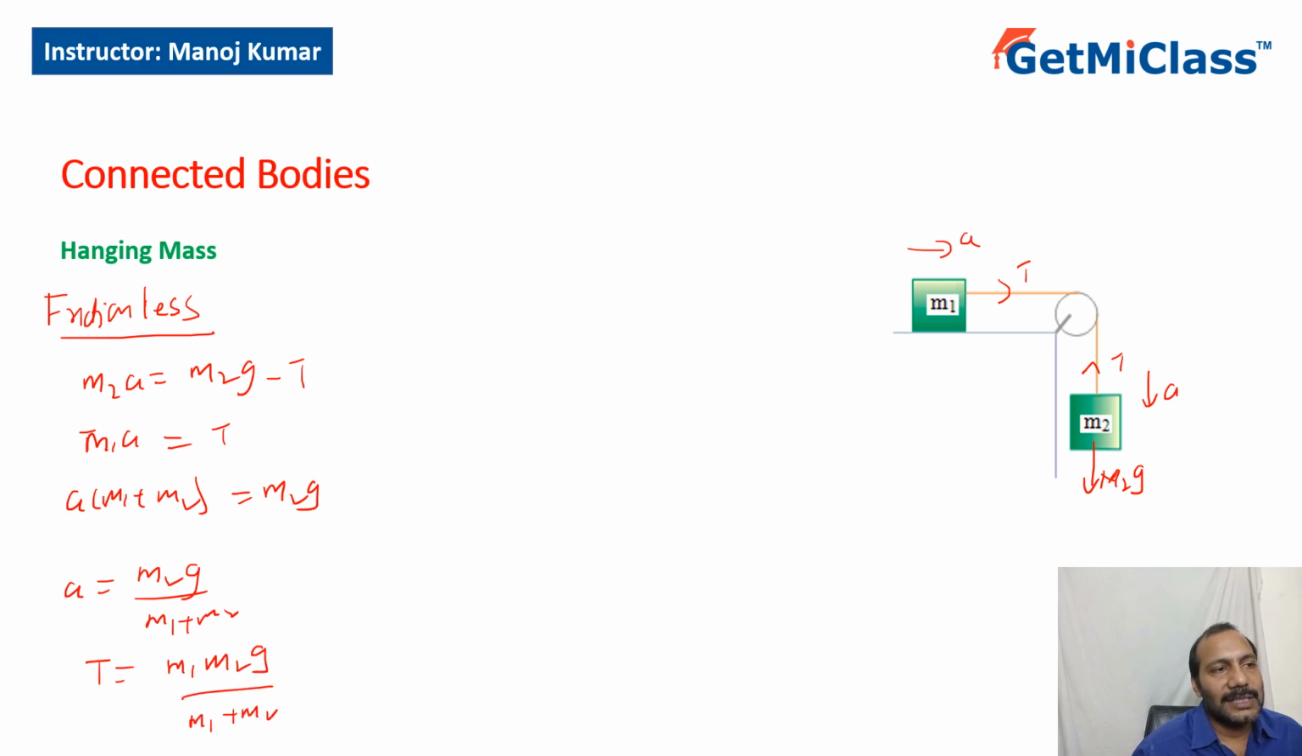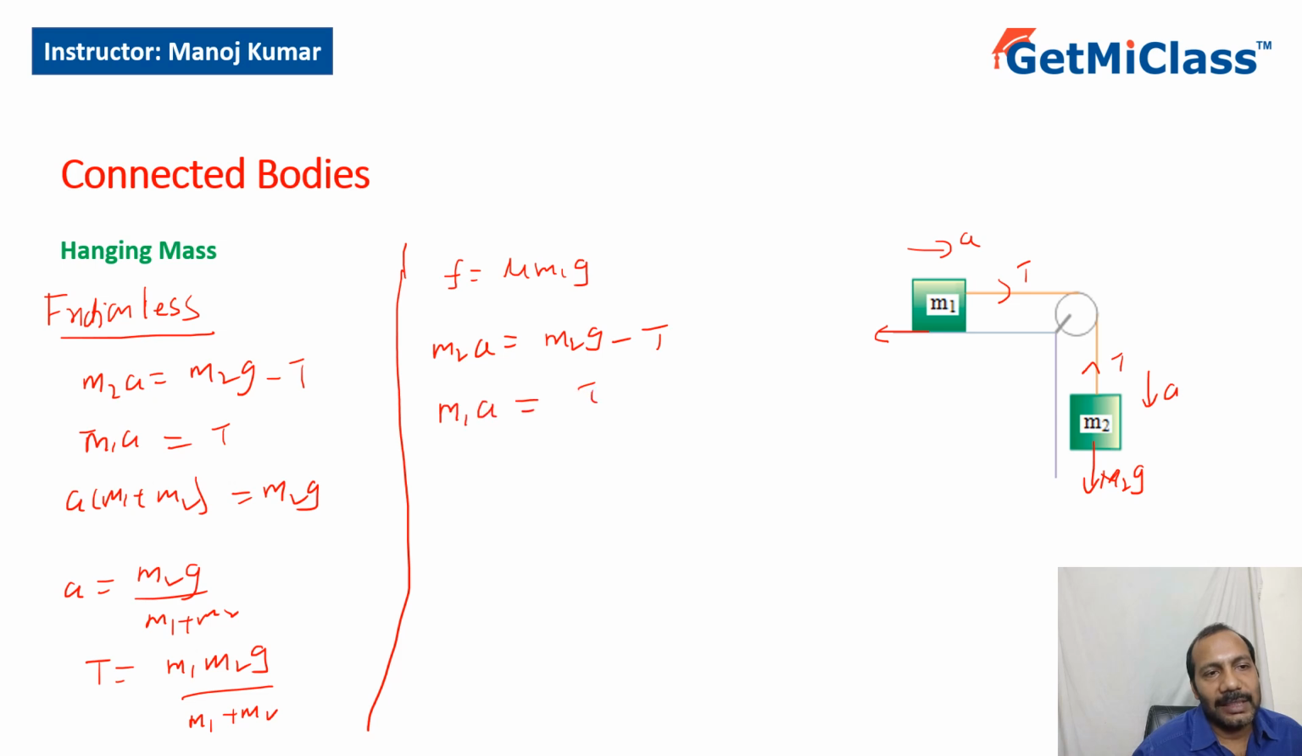Now the same situation if friction is considered. Now it's not frictionless. Then there will be a frictional force acting like this. Now what is frictional force given by? Mu M1G. Then what will be the expression for motion for M2? M2A equal to M2G minus T. That doesn't change. Now the equation of motion for M1: M1A will become T minus mu M1G.